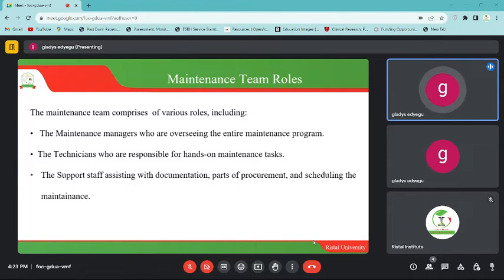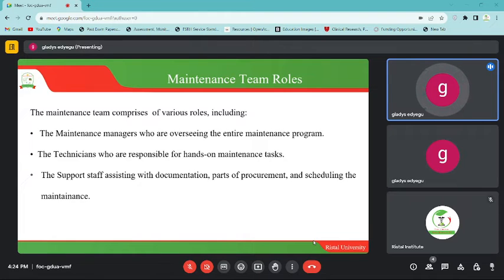So we want to look at the maintenance team's roles. We talked about the different teams, the in-service or in-house maintenance team, and the outsourcing, which are the ones not within the hospital. So the maintenance team comprises various roles, including the maintenance managers who oversee the entire maintenance program. In different hospitals, we have different systems: the plumbing system, the electric system, the HVAC system, the communication systems, and all other systems. So we need team leaders or managers in those different systems.